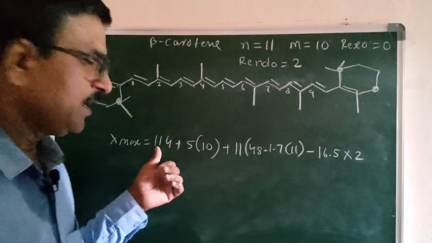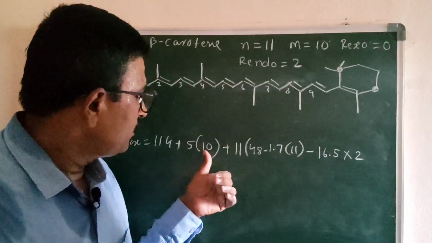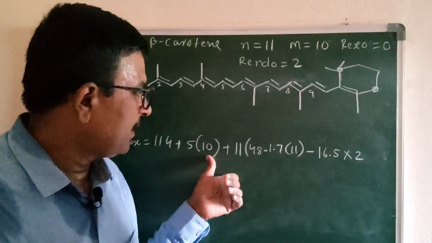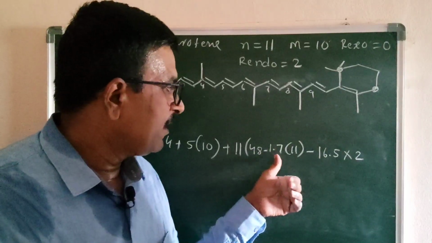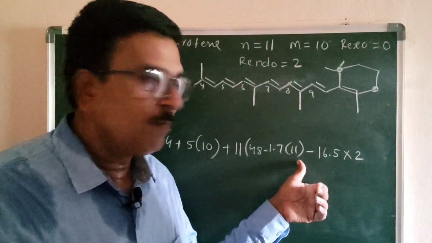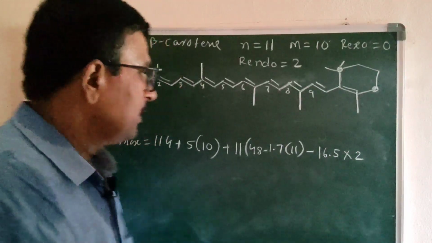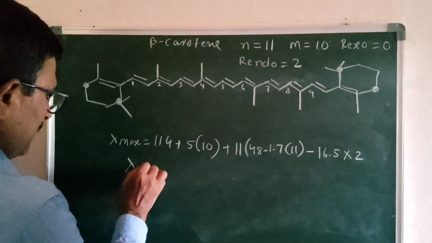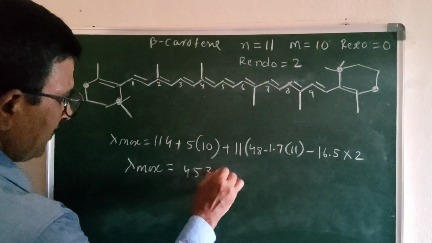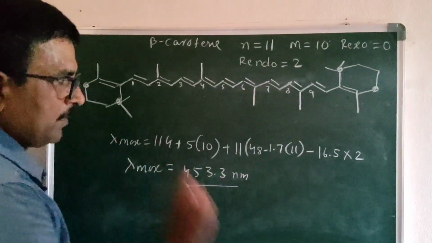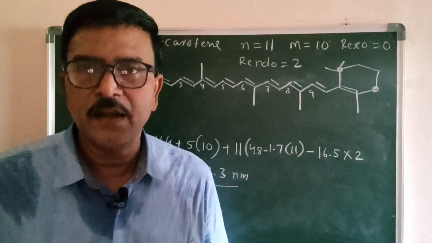Are you following? You can see 114 is the basic value. Effect of alkyl substituent is 5. There are total 10, M value is 10. Number of conjugated double bonds are 11. Its effect is 48 minus 1.7 into number of conjugated double bonds, minus 16.5 into 2 endocyclic double bonds. So the total becomes lambda max is equal to 453.3 nanometer. So for beta carotene the value is 453.3 nanometer.